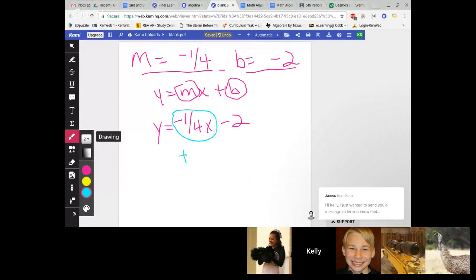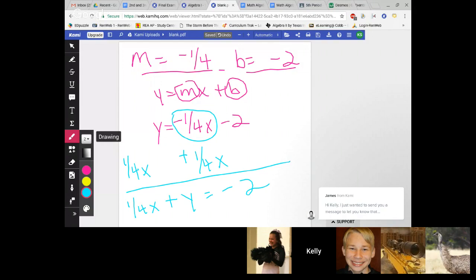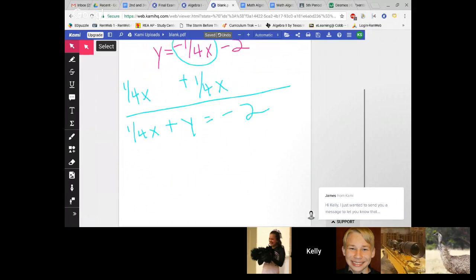The inverse operation of -1/4 is adding 1/4. So I'm going to do that to both sides like that. And then I'm going to get 1/4 x plus y equals -2. Does that make sense to you so far? Yes. Okay, you're good with that. I don't want to move forward if there's anything you don't understand.